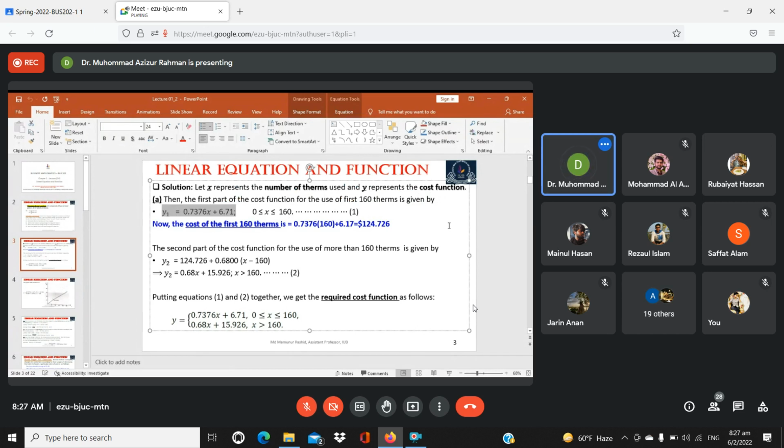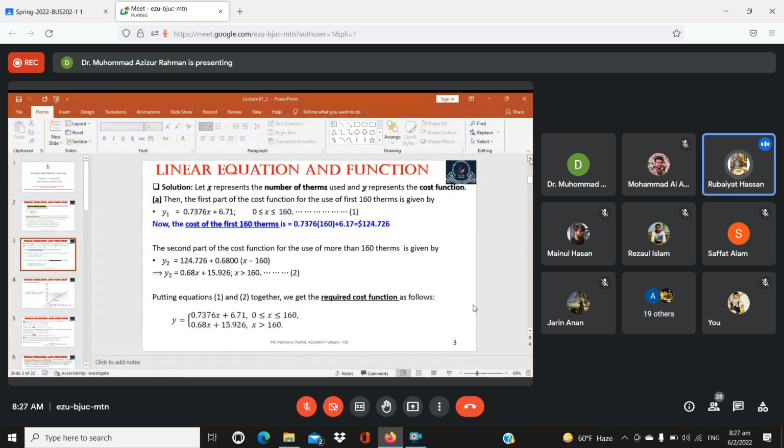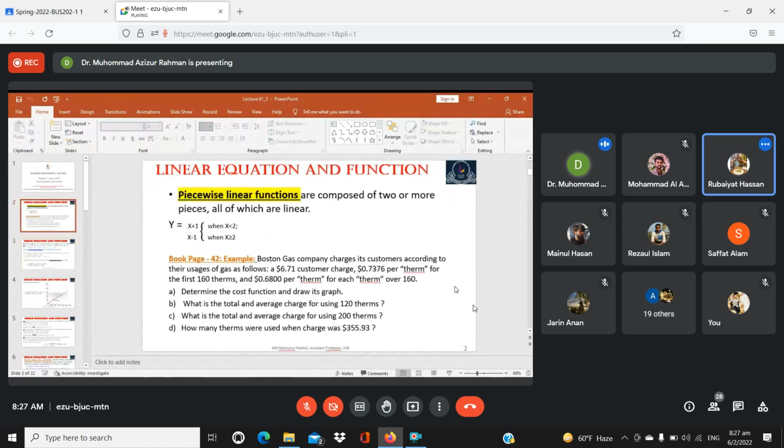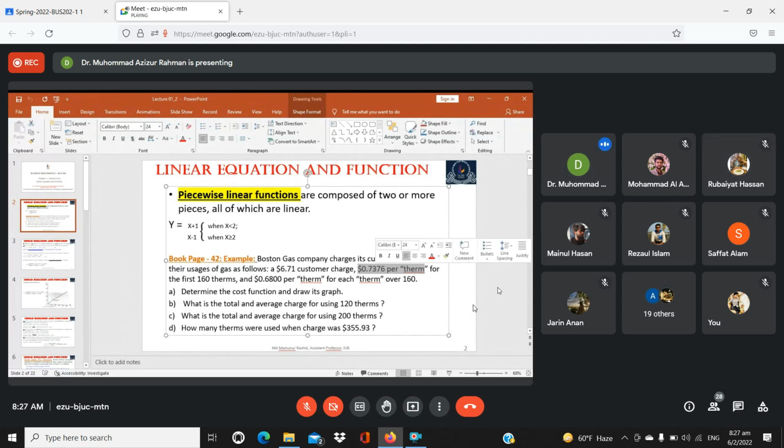Is this clear? Sir, can you please scroll up so that I can see the question? It would be easy for me to understand. Okay, this is the question. So for the first 160 therms, we are considering 6.71 and 0.7376, which is per therm. Okay, got it. Thank you, sir. So from this first condition, we can have the cost function.